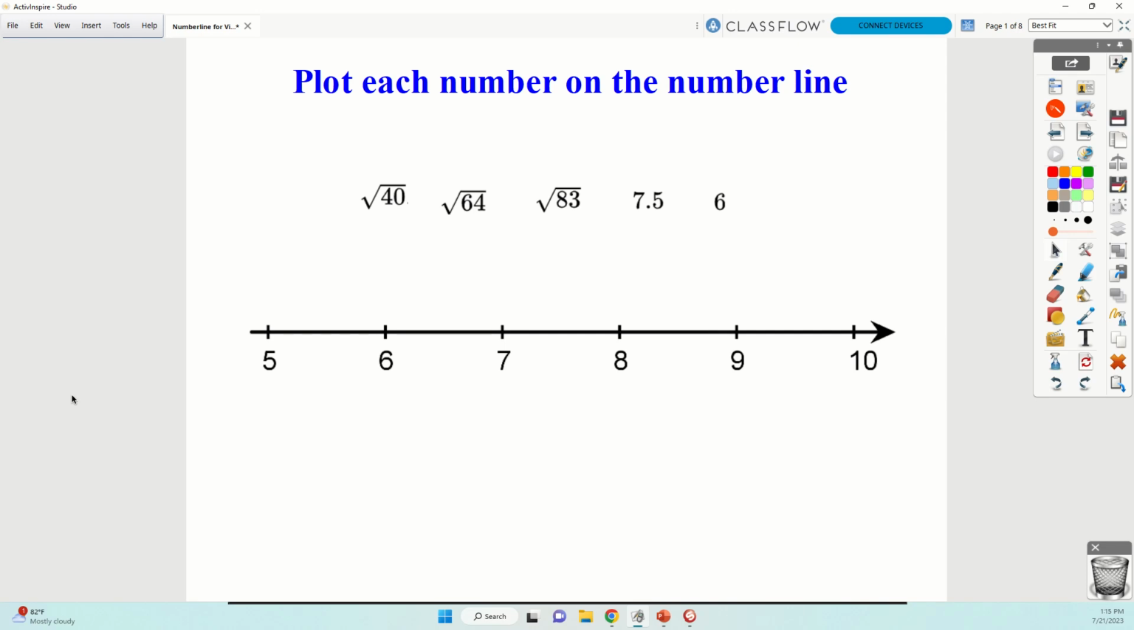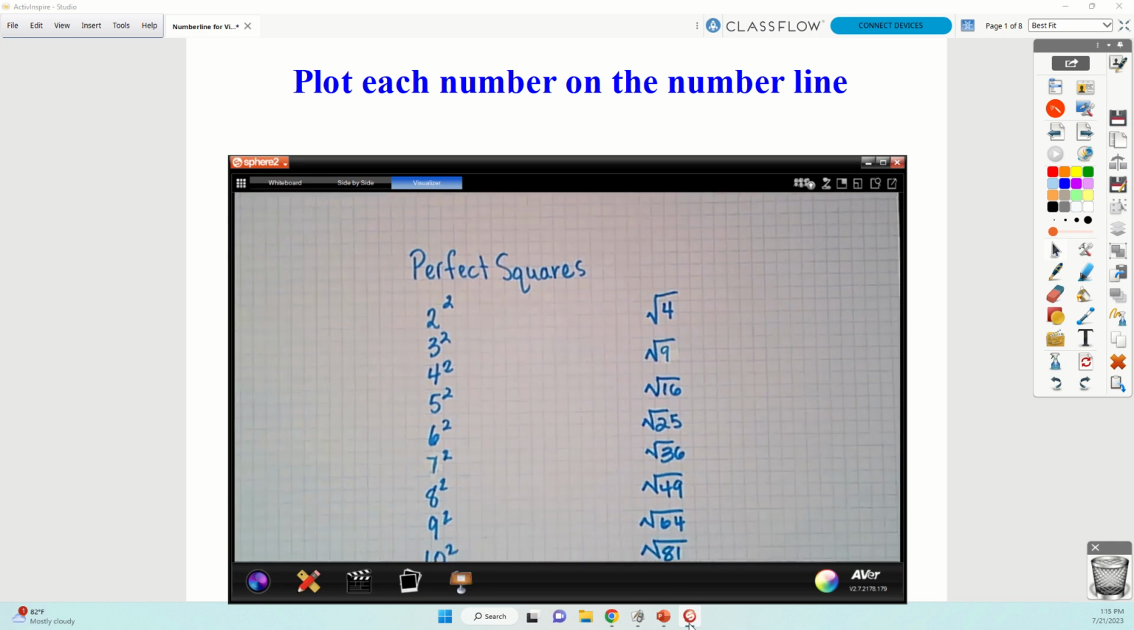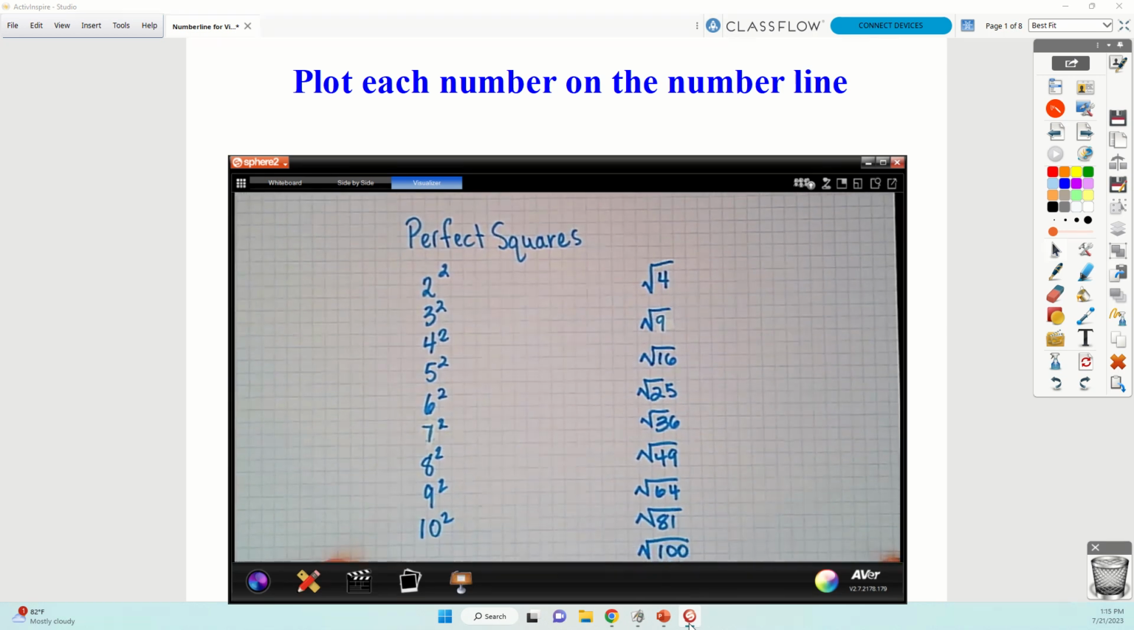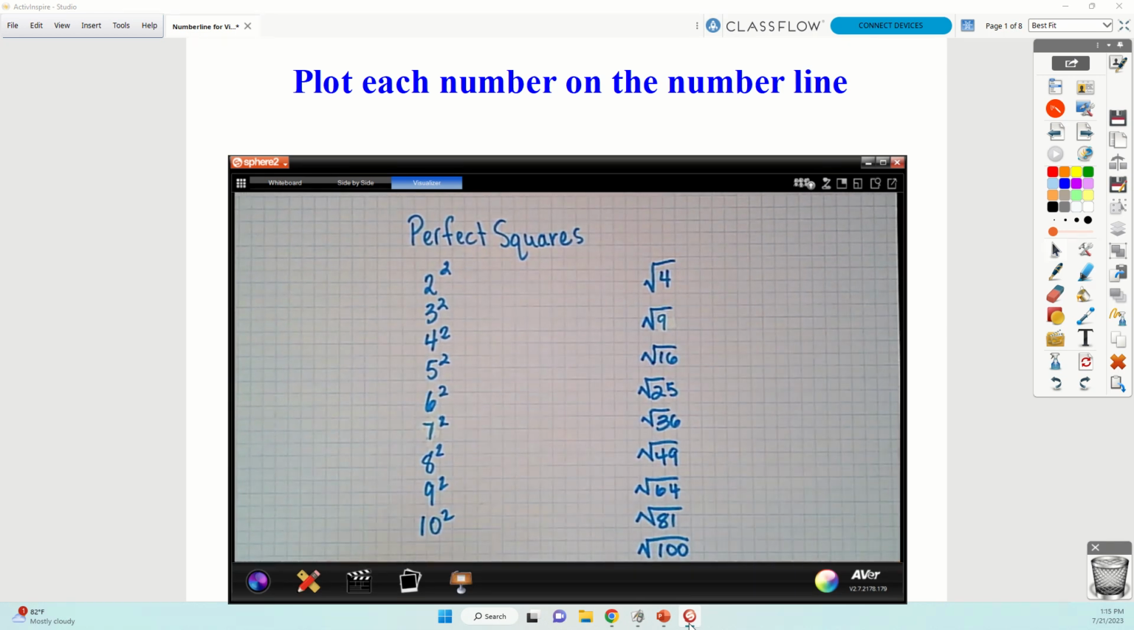In this problem, students will have to use what they know about perfect squares to plot numbers on a number line. And some of these numbers will be square roots that are not perfect squares. So one of the things students need to learn and kind of help maybe even memorize are their perfect squares.